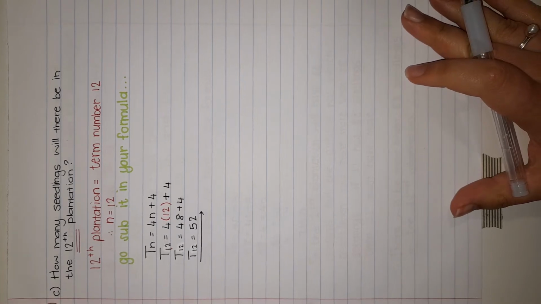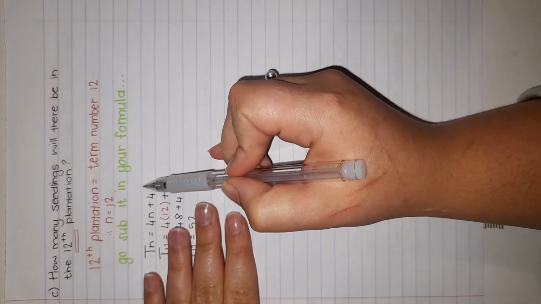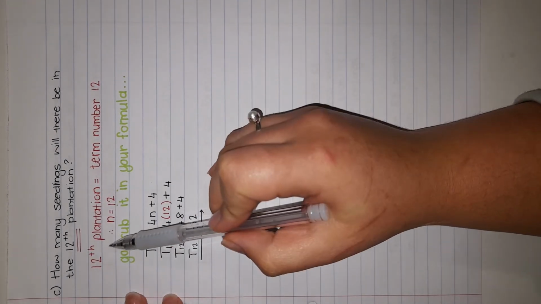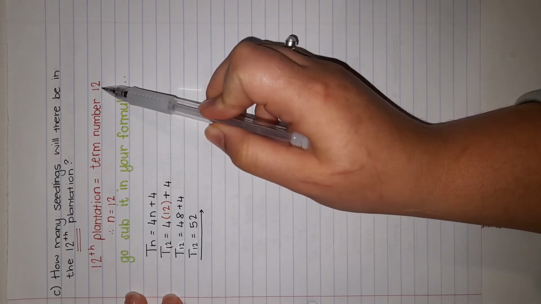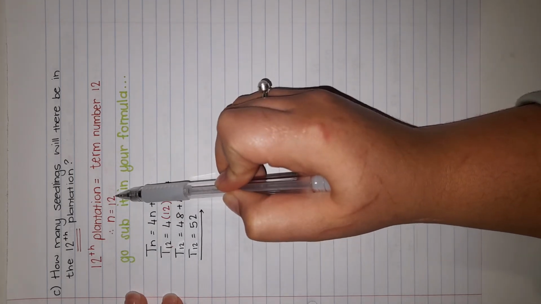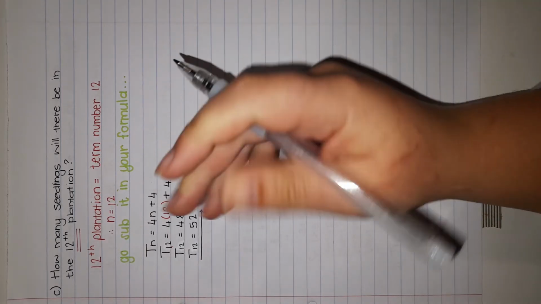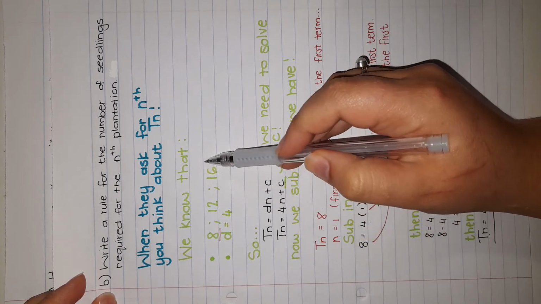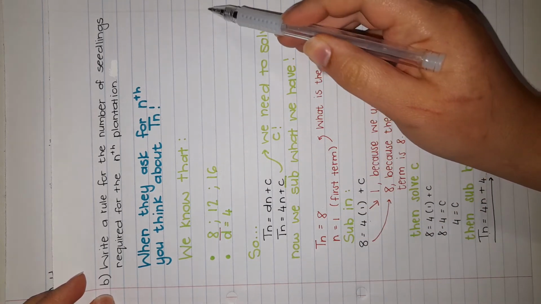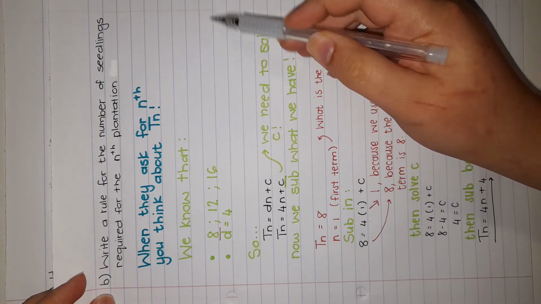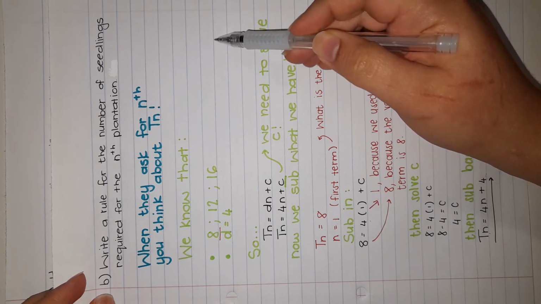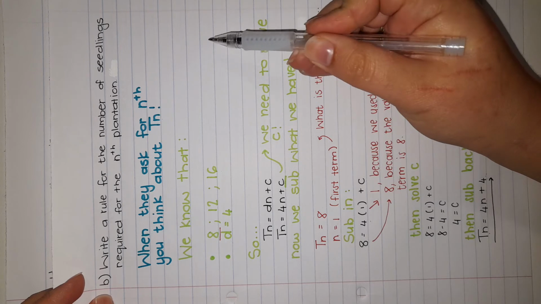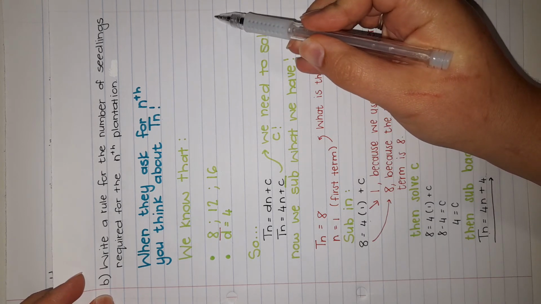So this is what I just talked about. Because we have our general rule, we can work from there. Now, in the 12th plantation, the term number 12, n would be 12. So in our positions, this is position 1, position 2, position 3, 4, 5, 6, 7, 8, 9, 10, 11, 12. So we want how many seedlings would be here at number 12? And yes, theoretically, you can go and add 4, add 4, add 4 the whole time until you get to number 12.